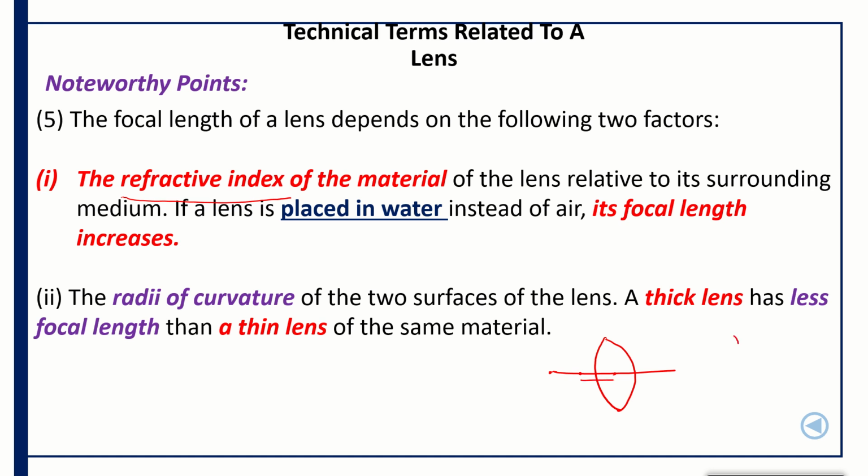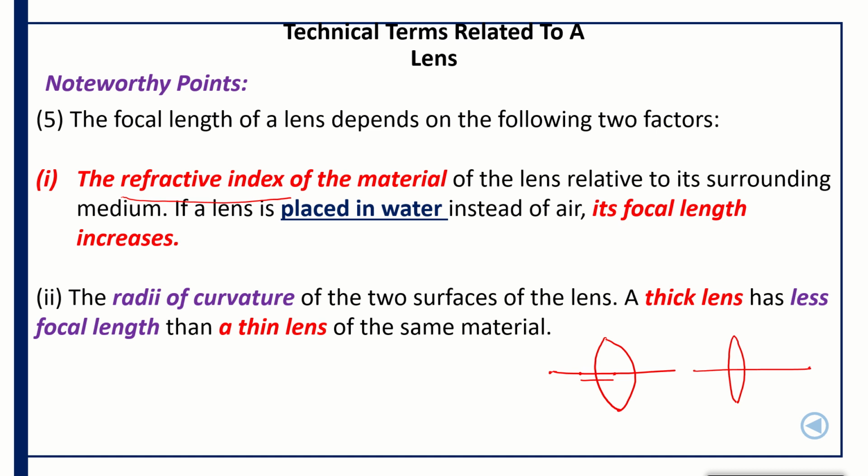If I am taking a thin convex lens, its center will be at a far distance and the radii of curvature is larger for the thin lens. So we get a longer focal length in this thin lens case, even though both the lenses are made of the same material and have the same refractive index. So these two factors will influence the focal length of a lens.